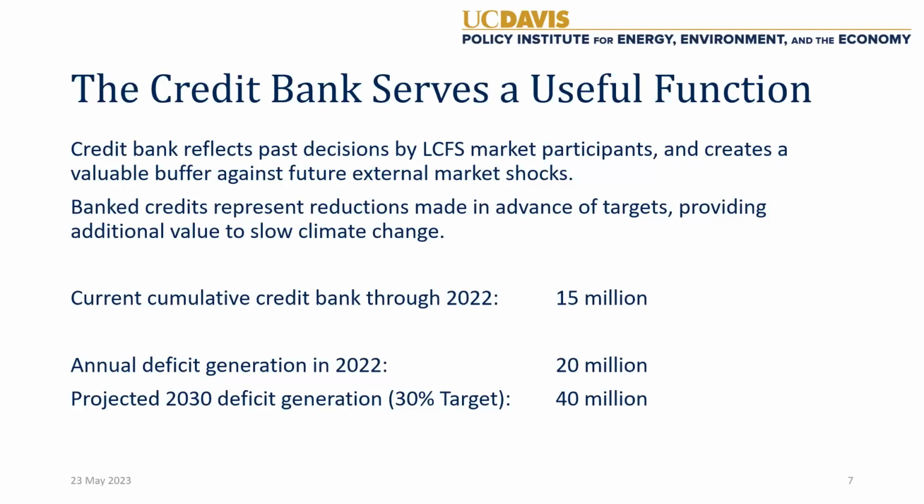So I think as we design trigger mechanisms, the goal should not be to necessarily run the bank down. It should be to look at structural imbalances between credit and deficit supply. Next slide, please.